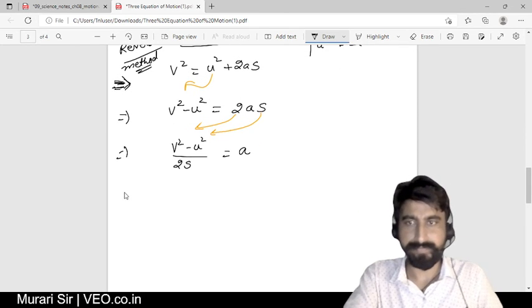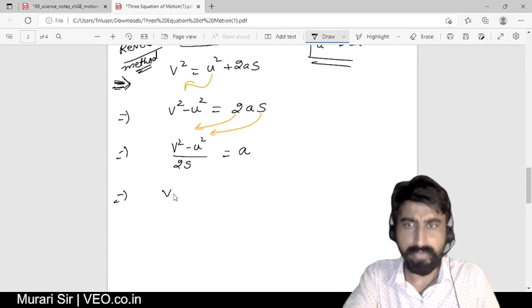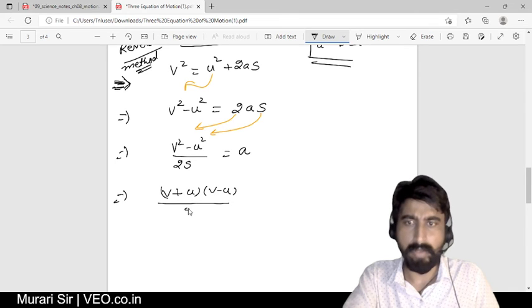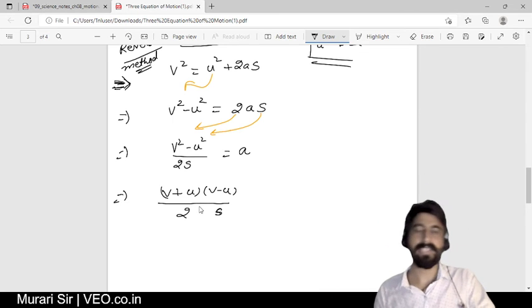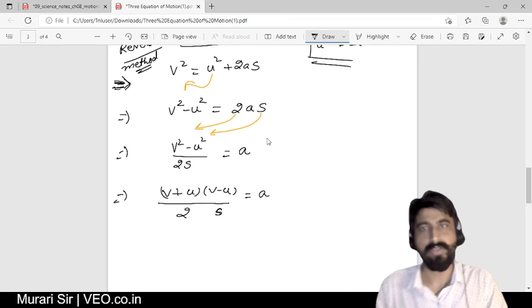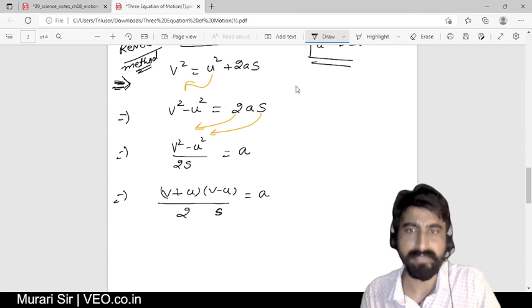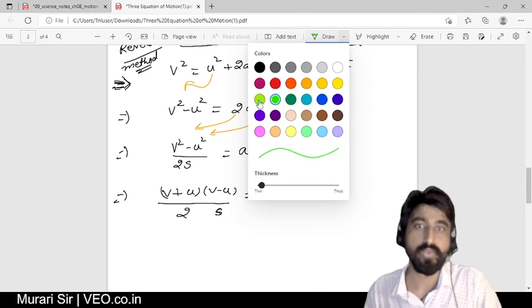Now I can open it with the help of this formula that I've told you, a square minus b square. It will be (a plus b)(a minus b) upon 2s. Okay, so let's understand this thing is equal to acceleration. I'm just telling you the reverse method, but you can go upside down. To understand this equation, we have to understand two important concepts.